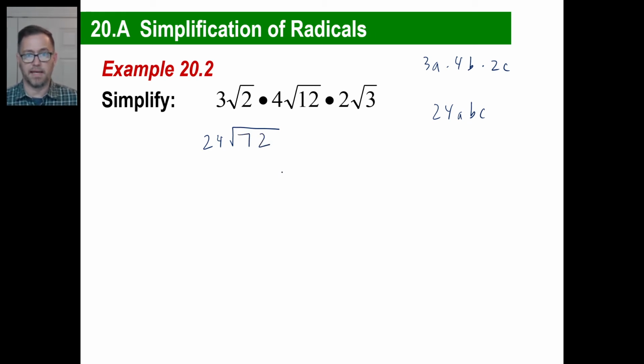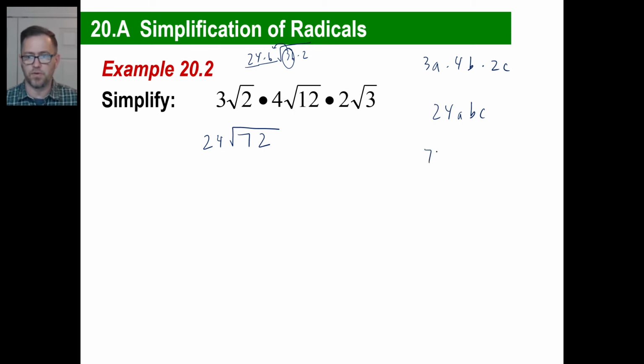All right? And again, if you didn't recognize right away, you might recognize, wait a minute, that's 36 times 2, but I doubt it. But if you did, great, you can take this out and go, okay, that's going to be 24, I have it already. The square root of 36 is 6, so 24 times 6, then square root of 2 under the radical.